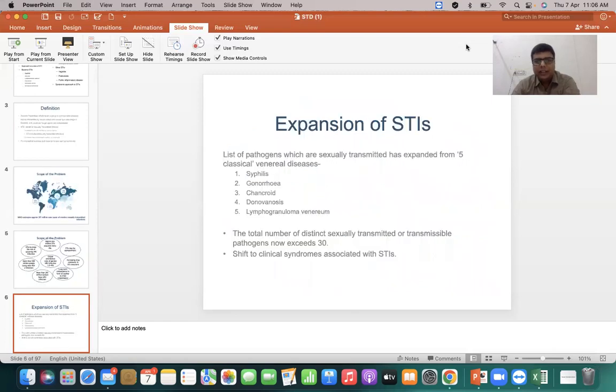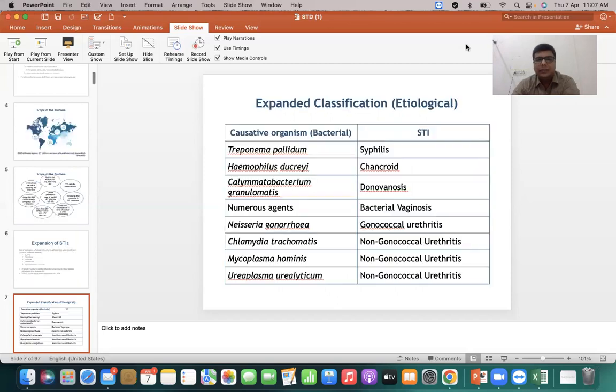So previously only 5 diseases were covered in STIs. Now the list has expanded and we have more than 30 STIs. Previously there were only 5. We used to study syphilis, gonorrhea, chancroid, granuloma inguinale, and LGV. So this is the expanded classification according to the etiological agents.